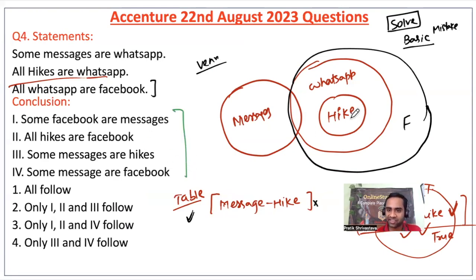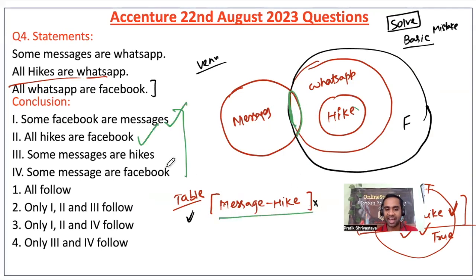Some Facebook are message. Okay, so you can see this is our Facebook, and this is our message. So both are crossing each other. So sir, this perfectly follows, no problem. All hikes are Facebook. So all hikes are inside Facebook. That is also correct. There is no problem at all. Some messages are hike.